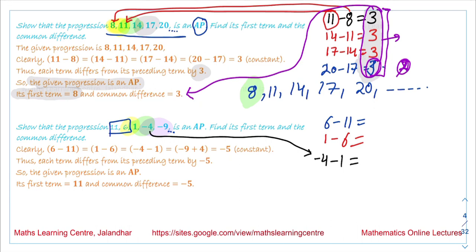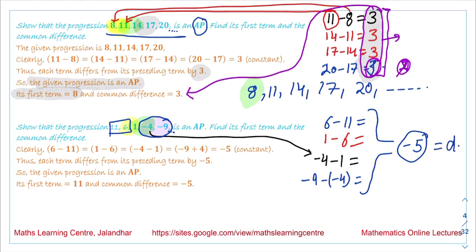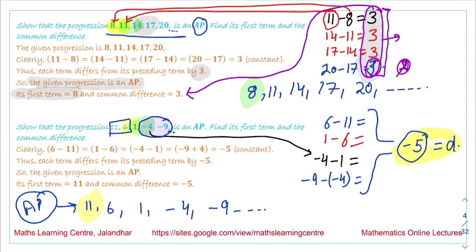The next two values we have are minus 4 and minus 9. So it is minus 9 minus minus 4. For all these terms the common difference is minus 5. So the difference we have is minus 5. So all these terms, that is 11, 6, 1, minus 4, minus 9 and so on, all these numbers are in AP. The first term we have is 11 and the common difference we have is minus 5.